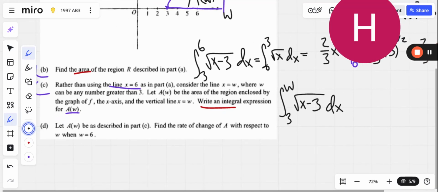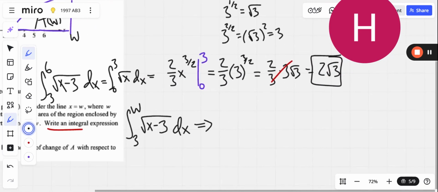And they just want the integral expression. They don't need us to actually evaluate this. It says write an integral expression. It does not say to evaluate the integral in terms of w. Otherwise, we would have to do some power rule stuff, use substitution, and we would get some other answer there.